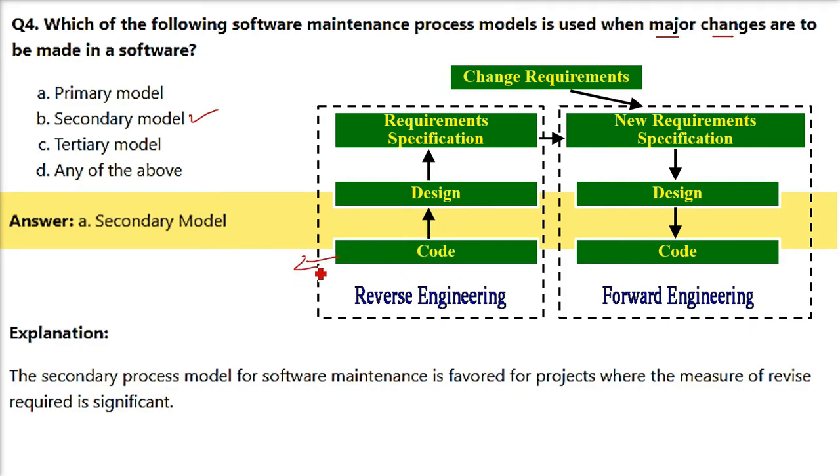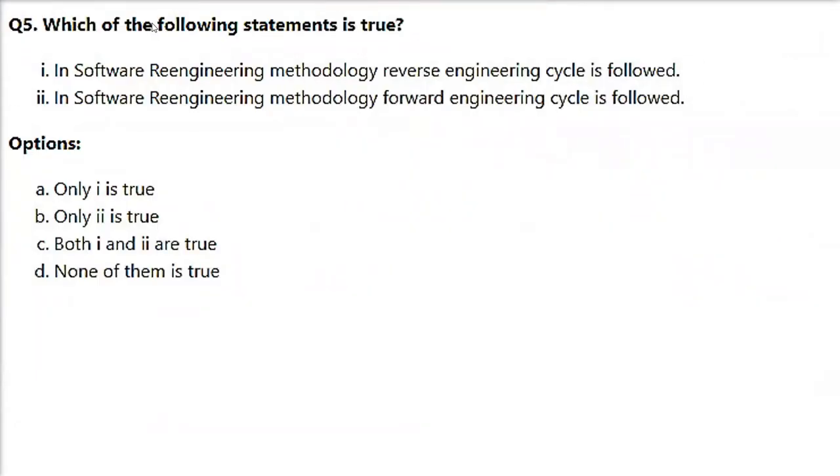So we do the reverse engineering. So we only have a code, nothing else. So then we try to create the design, extract the design, and then we try to find out the requirement specification. Then the requirement specification is added with the new requirements. So now the new requirement specification is there. So the first part is called the reverse engineering. Then with the new requirement specification, again we create a design and then code. This is called the forward engineering. This reverse engineering plus forward engineering is called the re-engineering. So this is the secondary model.